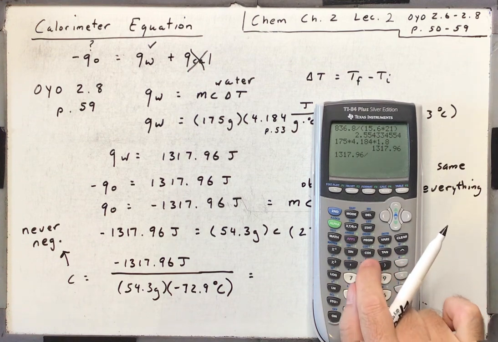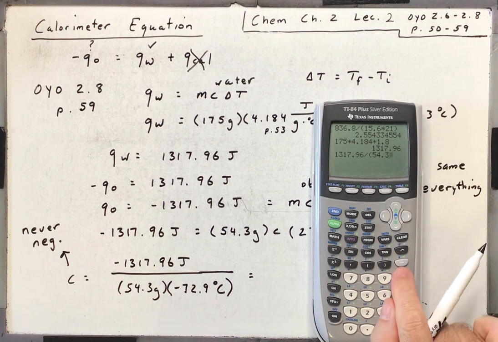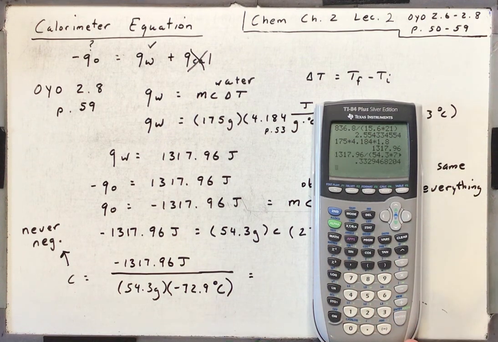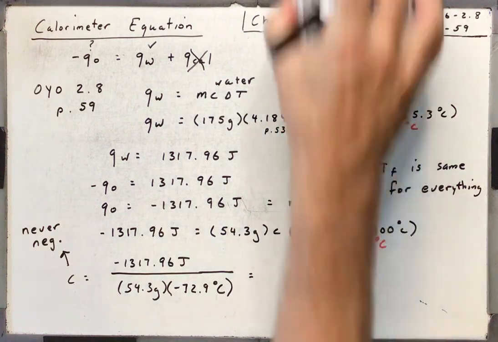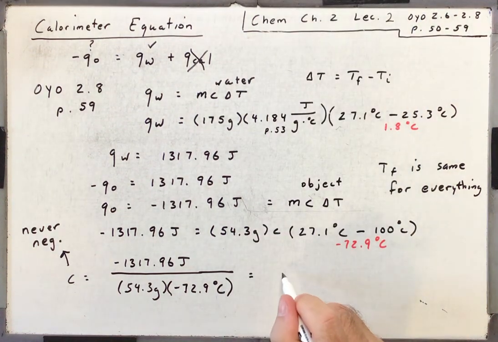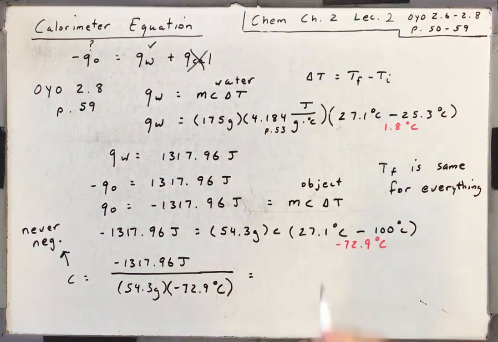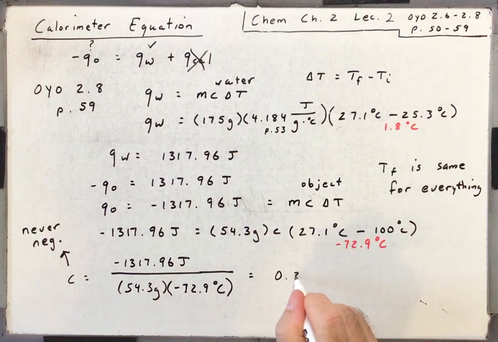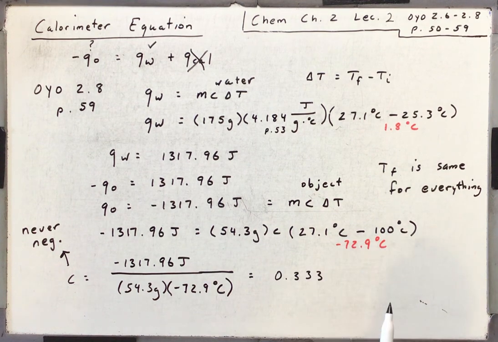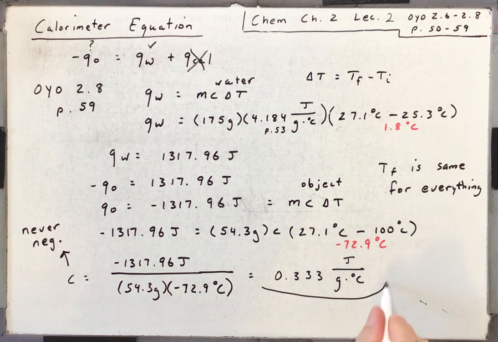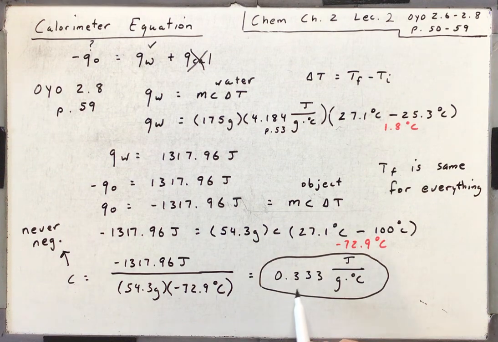So 1317.96 divided by left parenthesis 54.3 times 72.9 right parenthesis. All right, that gives me 0.33. All right, and if we go 3, that would be 0.333. It looks like we need to go 3 decimal places. Joules over grams times degrees Celsius. That actually makes sense. A piece of metal will have a low specific heat like that.